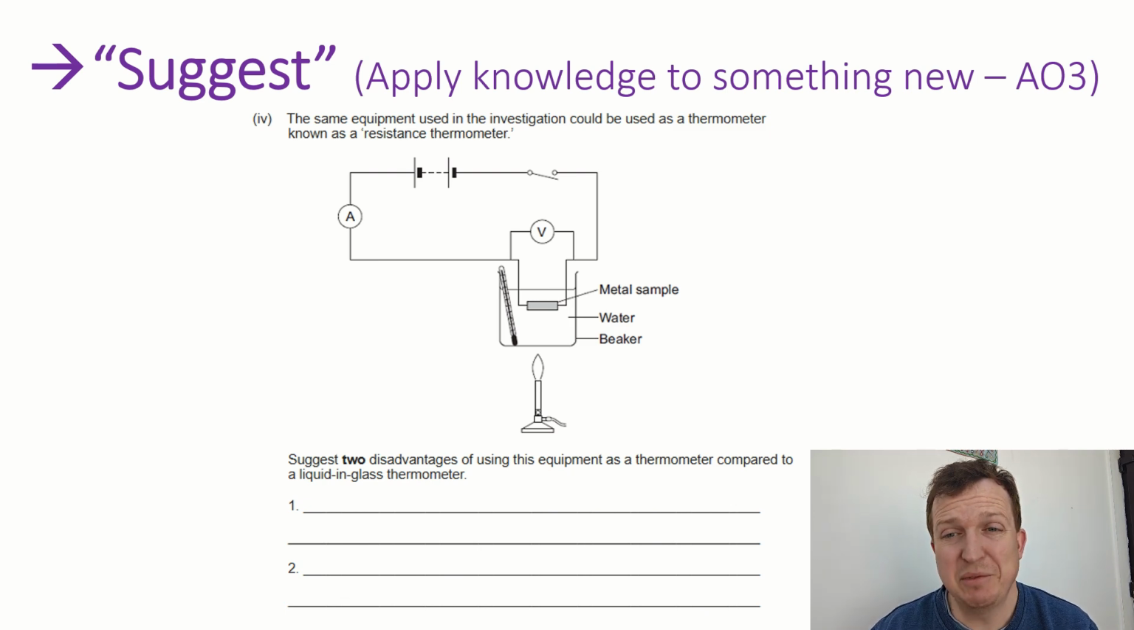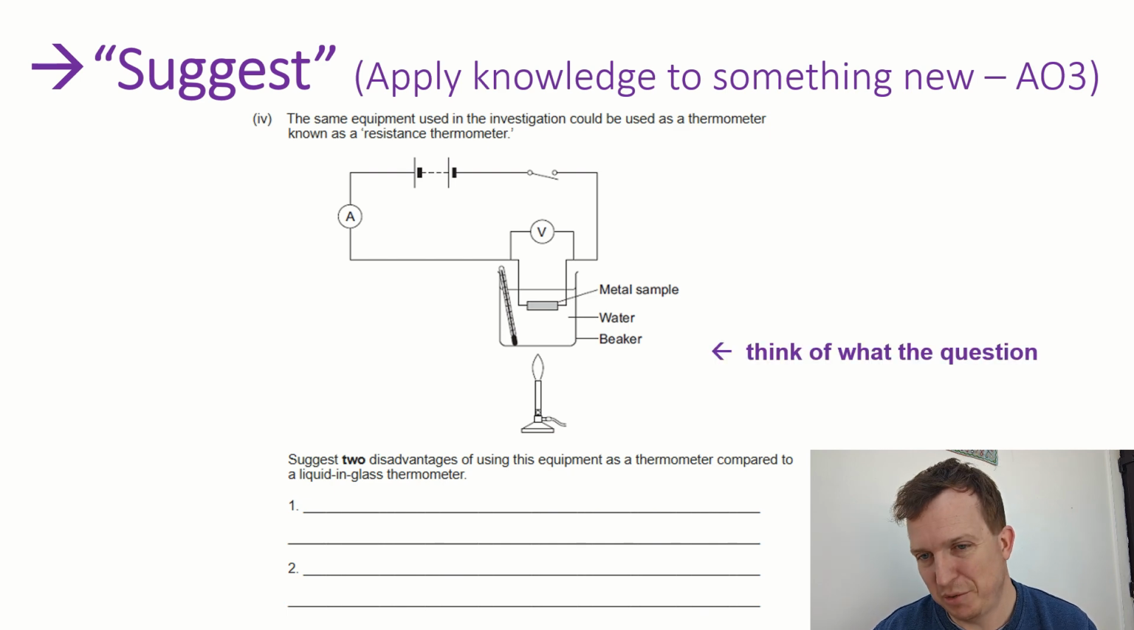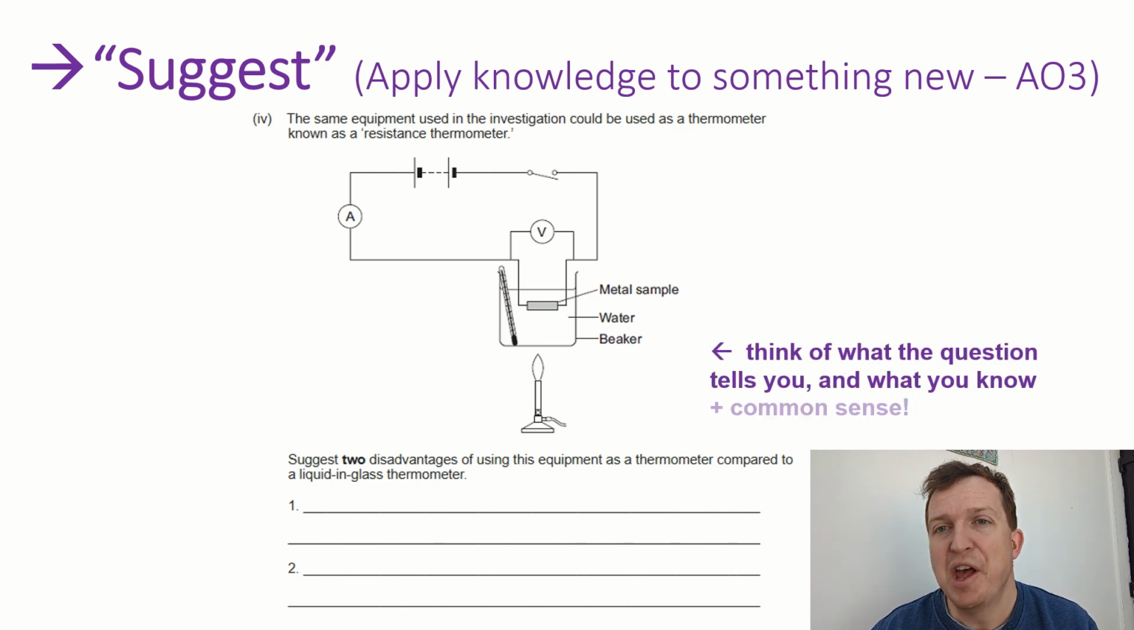And some of these can just be common sense, okay? So think of what the question tells you and what you know. This one is literally just common sense though. If you were to drag around a Bunsen burner and a beaker all day, that's not going to be a very good thermometer. So it's not portable, you can't take it with you, would be a good enough answer here for 1 mark.